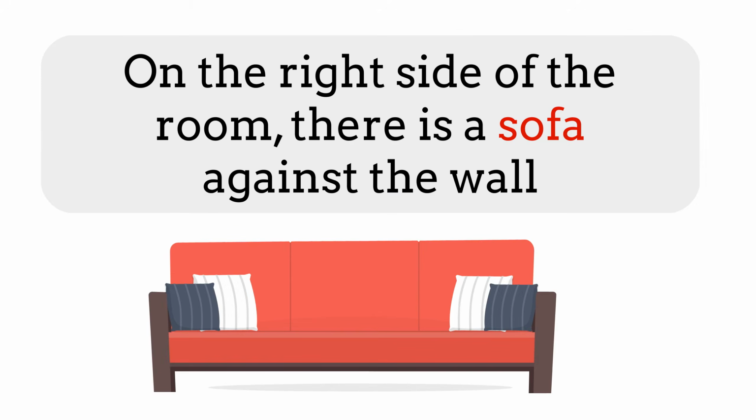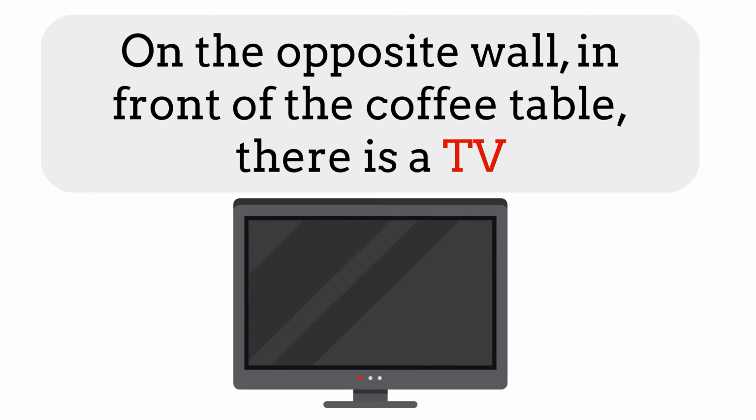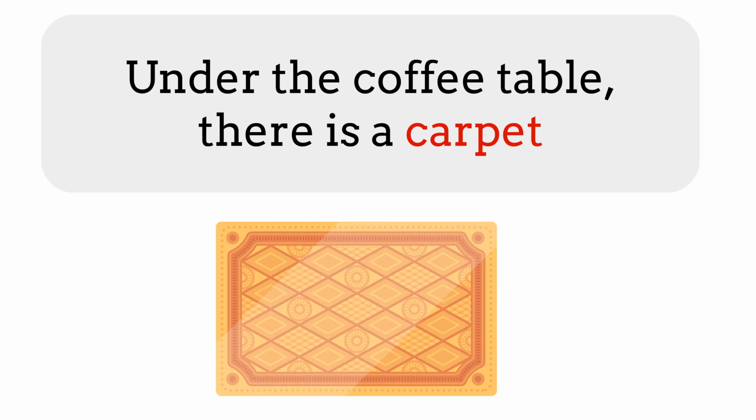On the right side of the room, there is a sofa against the wall. In front of the sofa, there is a coffee table. On the opposite wall, in front of the coffee table, there is a TV. Under the coffee table, there is a carpet.